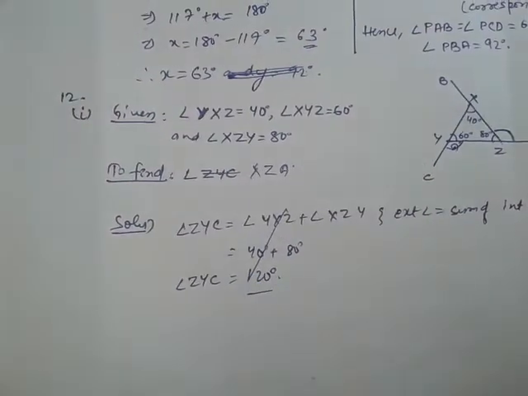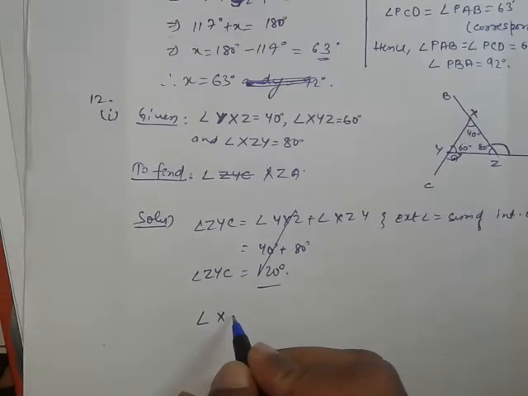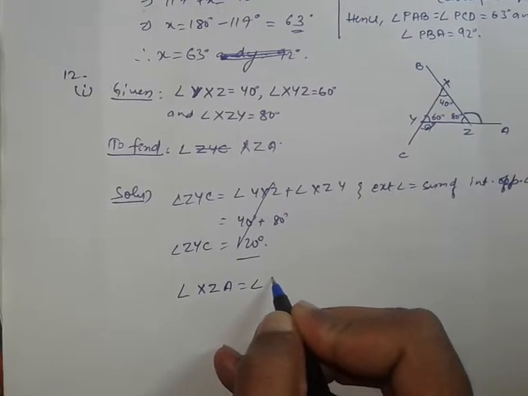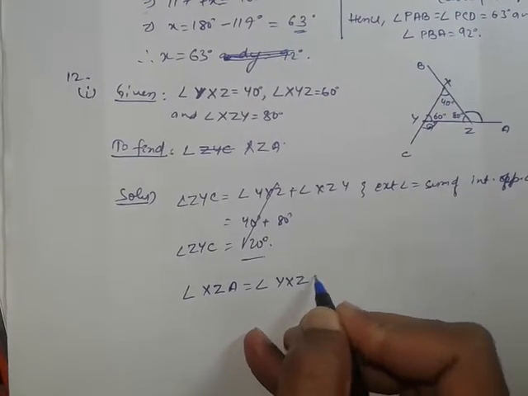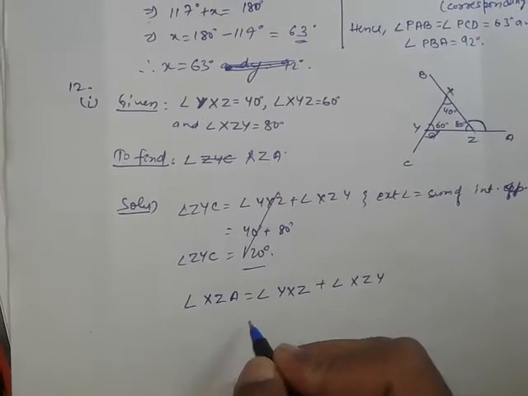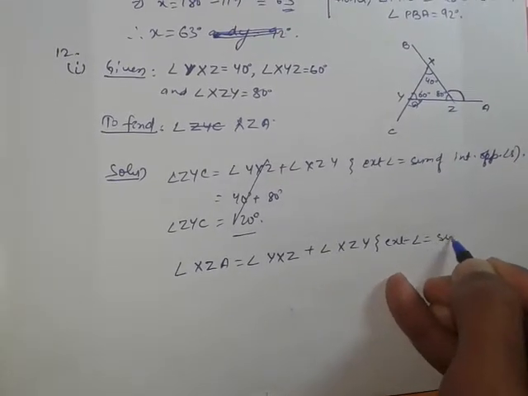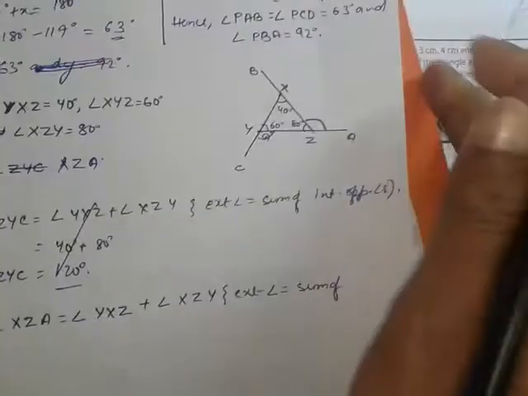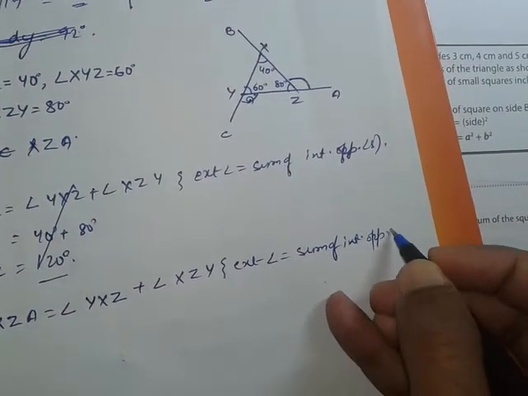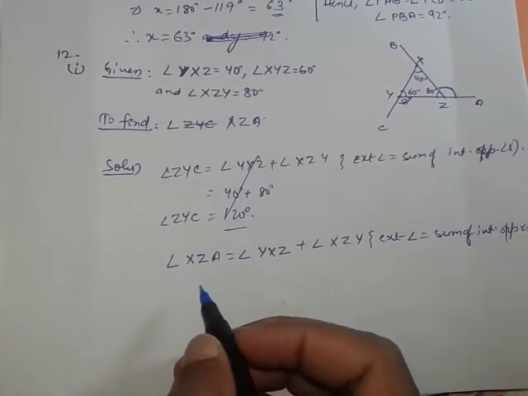So let's move ahead. We have to find this. So what I write here: XZA equals to the sum of angle YXZ plus angle XYZ. The exterior angle equals to the sum of interior opposite angles. So XZA we have to find.